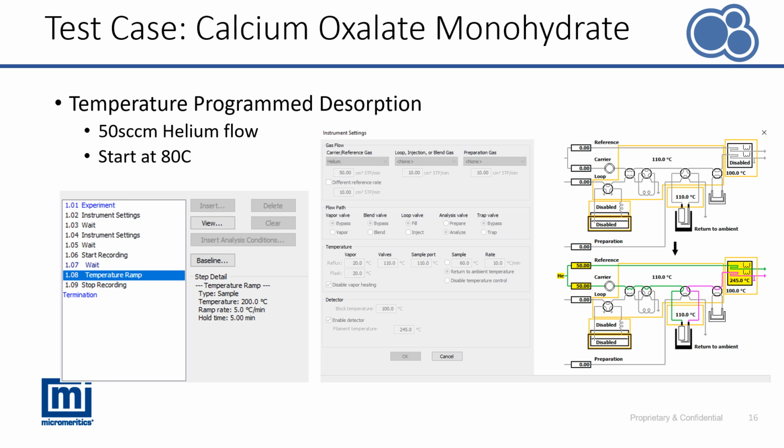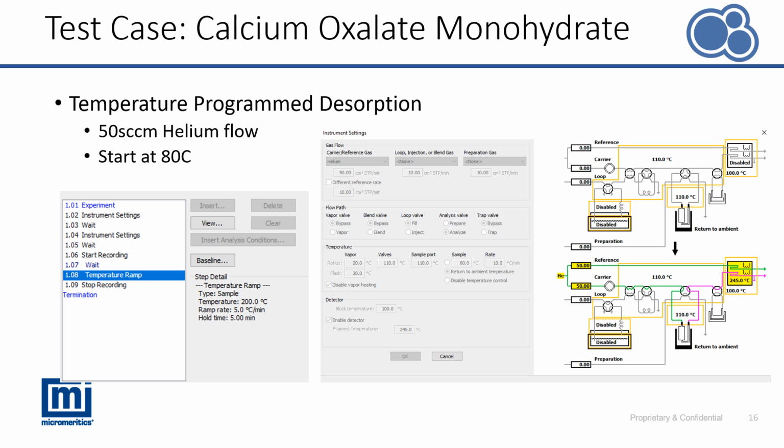The analysis conditions are quite simple for this test case. It is even made more simple and intuitive for users by having a graphic representation of the system when a change is made in the instrument settings. For example, this is the user interface if step 1.02 was to be specified.